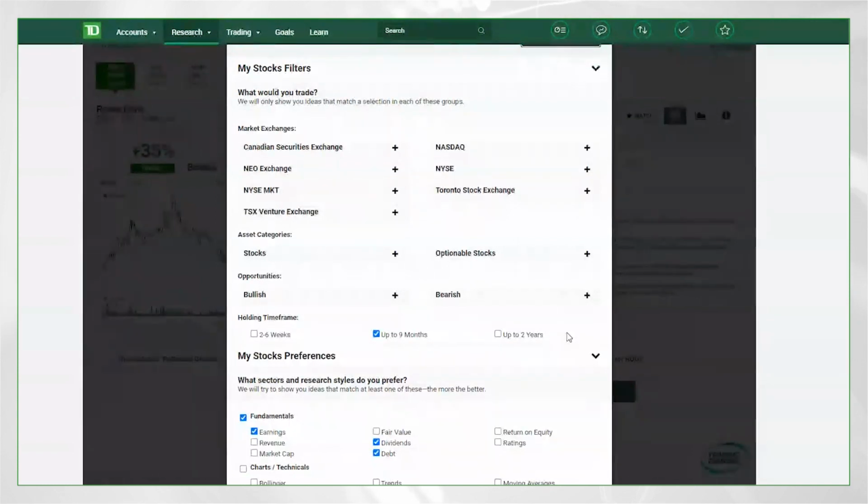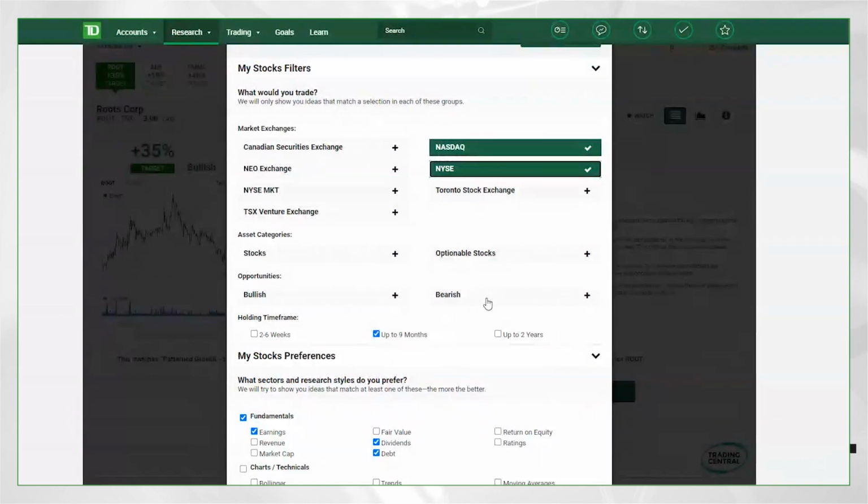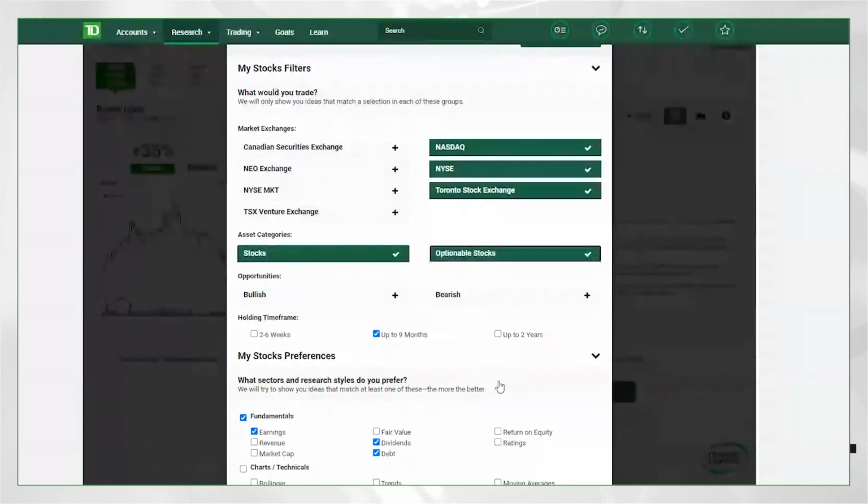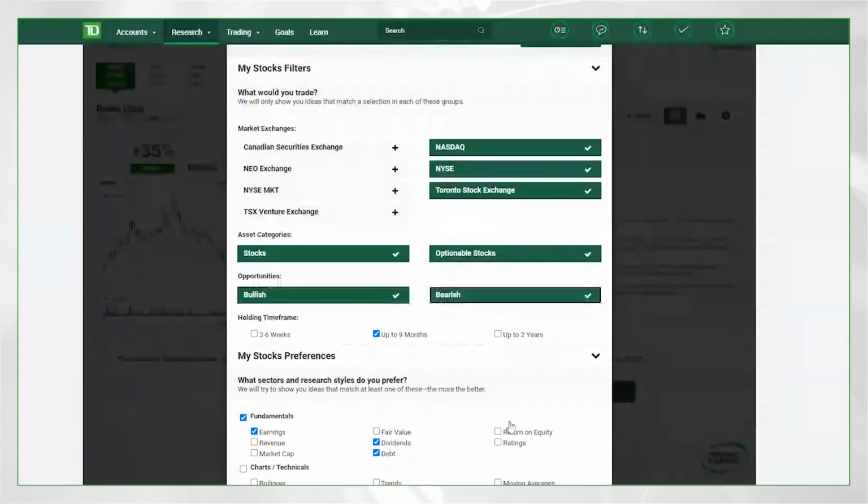If you don't want to play with the tool, maybe you don't have time all day to look at all these patterns like I do, you can definitely select the exchange you want. For this example, I'll put in all 3: NASDAQ, NYSE, and Toronto Stock Exchange. I want stocks, optionable stocks, and I only want bullish, for example, or I can do bearish as well. For this example, I'll split them up half and half. Unbiased investor, so I'm looking for any kind of opportunity here.